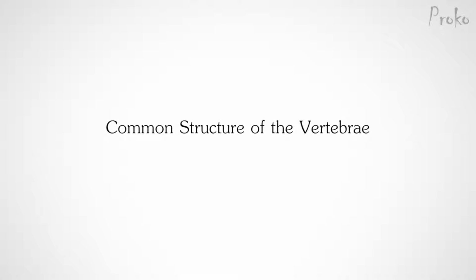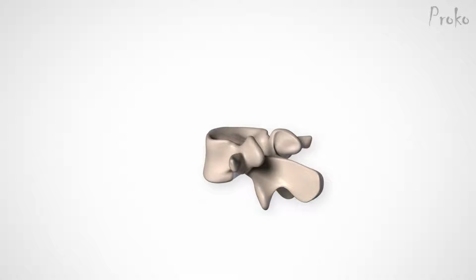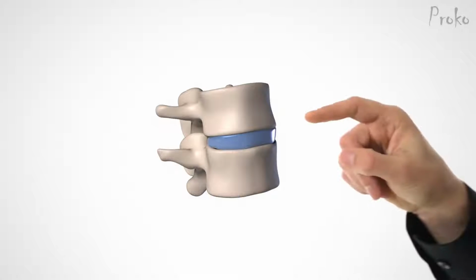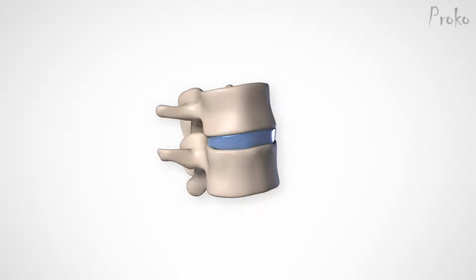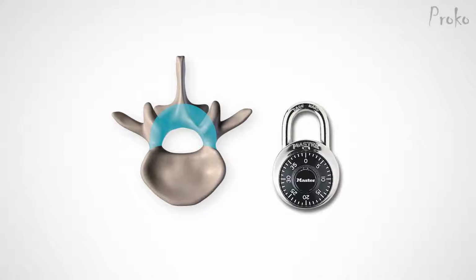Common structure of the vertebrae. The vertebrae of each section have slightly different structures, some for strength, some for flexibility. However, all the vertebrae share the same common components. Each has a thick, disc-like body, which connects to the neighboring vertebra with a squishy little pillow, forming the main joint of the spine. On the back of the body is a U-shaped arch, creating a hole through which the spinal cord runs. This locks the fragile spinal cord inside and provides protection.